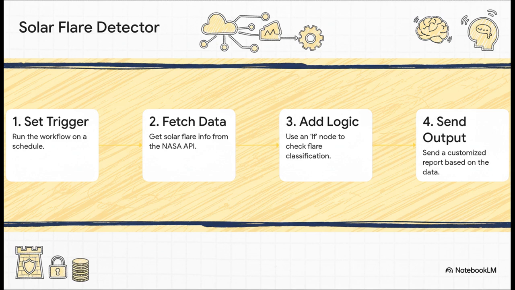Step 2, you fetch data from an external source, in this case, the NASA API. Step 3, you add logic. You'd use an if node to check the data, like if the solar flare is a big one, an X-class flare, then go down this path. And finally, step 4, you send the output. You might have one node that sends an urgent alert for big flares and another that just logs the minor ones. See? It's just a visual step-by-step process.